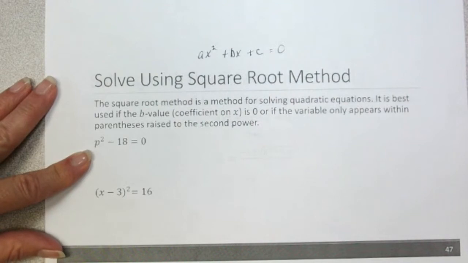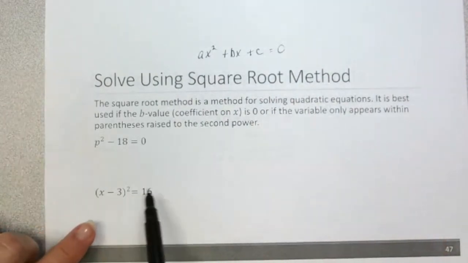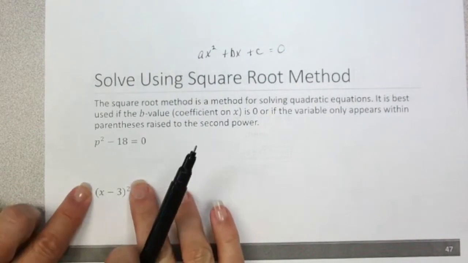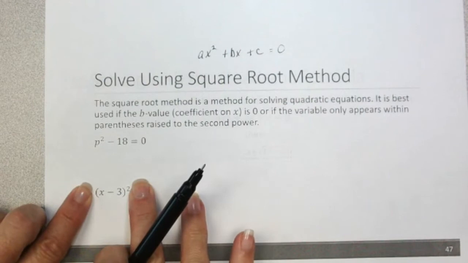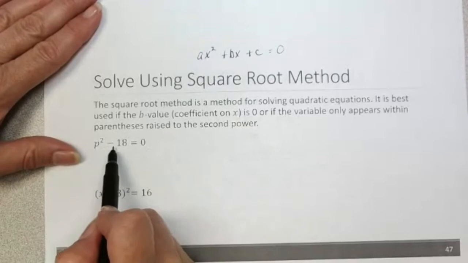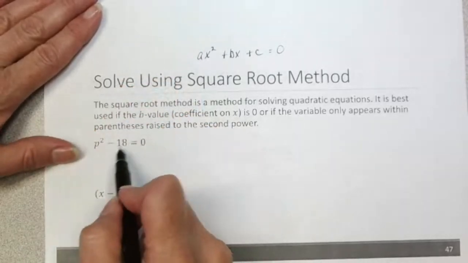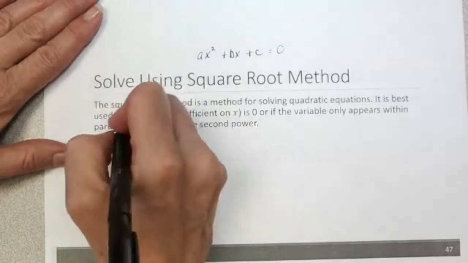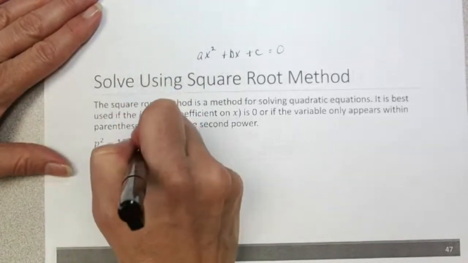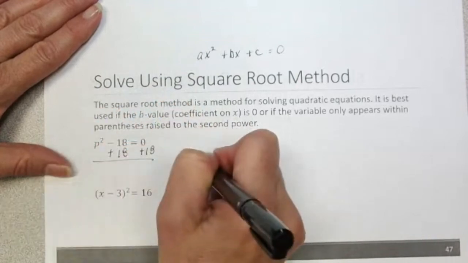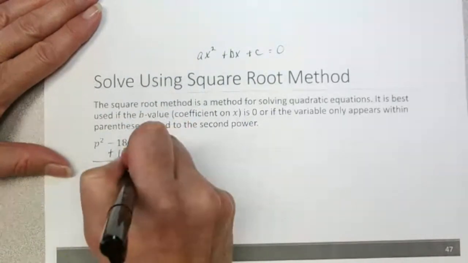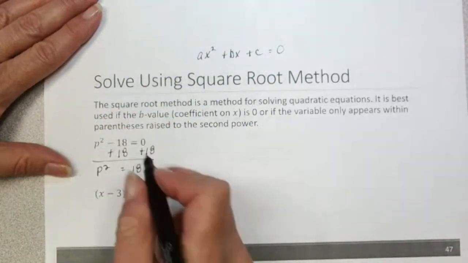The other time that the square root method works nicely is if one side of the equation is a perfect square. In the second example down here, look at this. That side of the equation is a perfect square. All right. So how do we solve these? Well, using the square root method, if there's no middle term, instead of having it equal to 0, we're going to have the square part, the perfect square, all by itself. So we're going to add 18 to both sides. So we have p squared equals 18, and then we're going to take the square root of both sides.